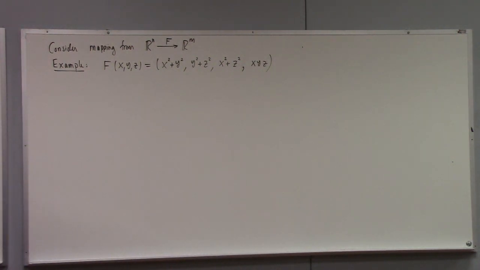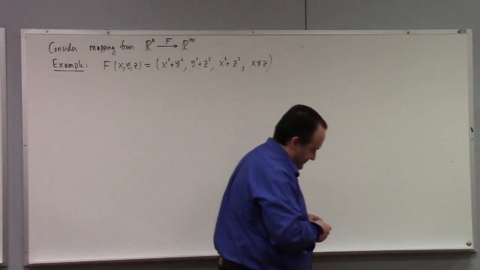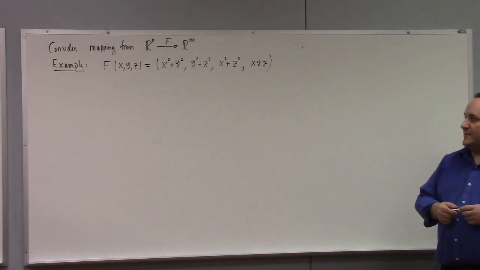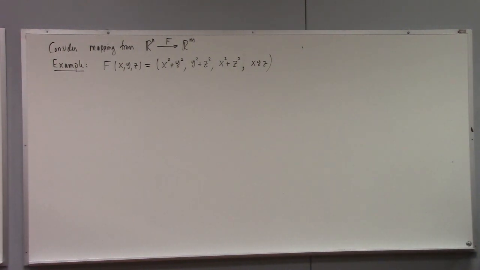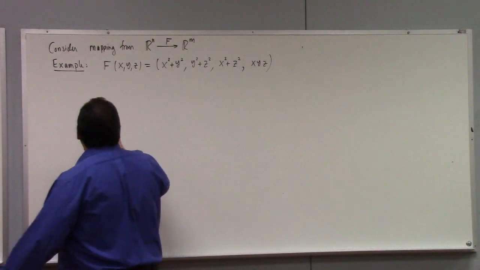So that would be a mapping from what to what? The input is 3-dimensional, right? The output is 4-dimensional. Is this linear? No, it's got squares in it, right? So it's not going to be linear. Suppose you wanted to approximate this function with its best linear approximation. How would you do that? That's what I want to explain to you.